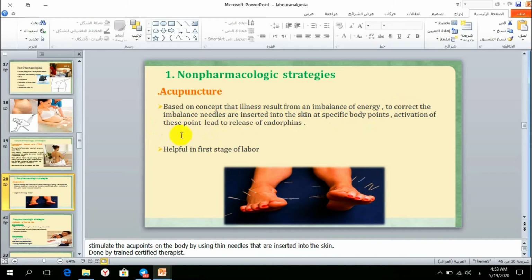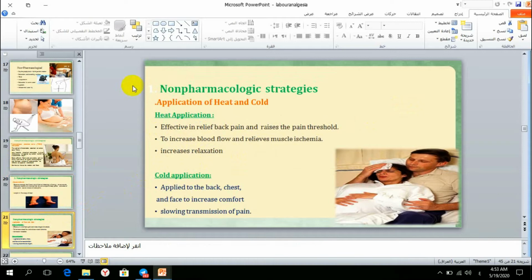In non-pharmacological strategies, there is transcutaneous electrical nerve stimulation, called TENS. Two pairs of electrodes are attached to the woman's back at the level of T10 to L1, as in the picture. Low intensity electrical stimulation is given continuously or applied by the woman herself as a contraction begins.